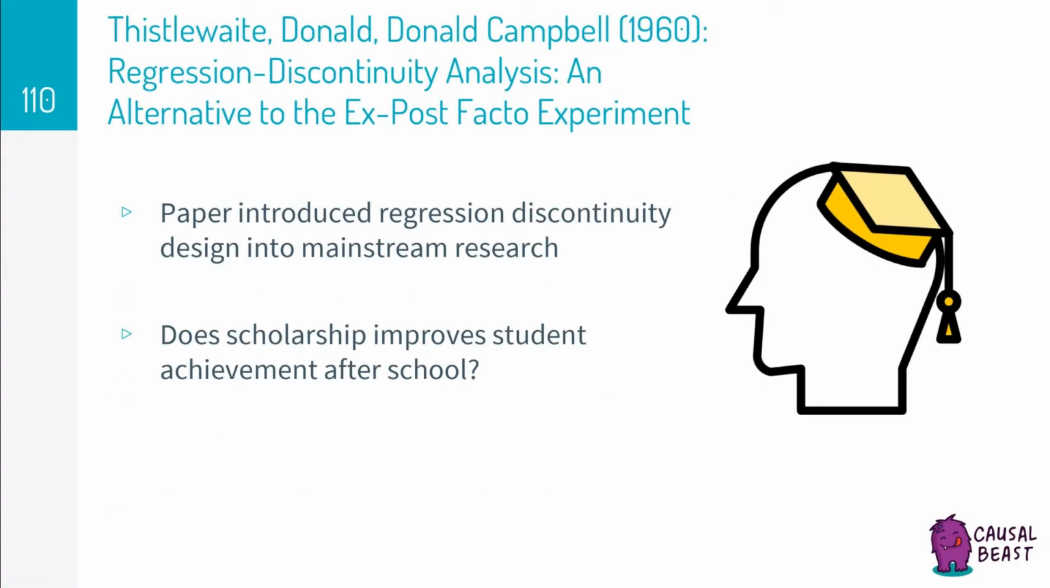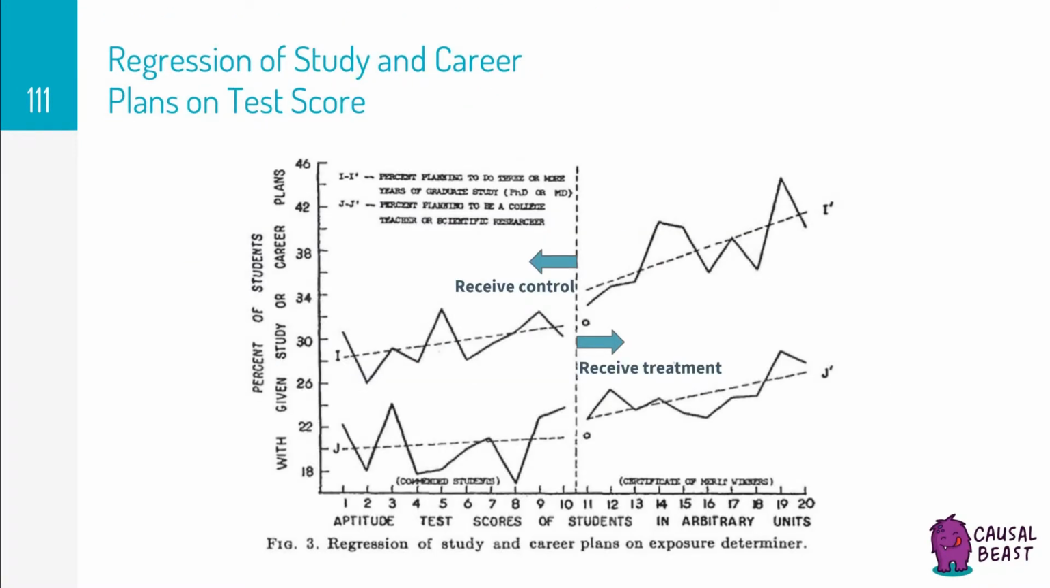The best way to understand regression discontinuity is to go straight into a real-life example. In 1960, researchers Thistlethwaite and Campbell did a study to figure out whether scholarships had any effect on student achievement after school. In their study, the scholarship they focused on was the National Merit Scholarship, which required students to take a test. If they scored above a certain cutoff, they received a scholarship, and if they didn't, they received no scholarship. This graph is from their original paper from 1960.